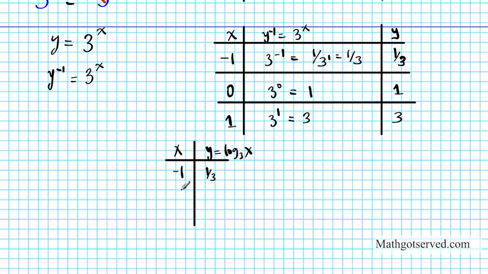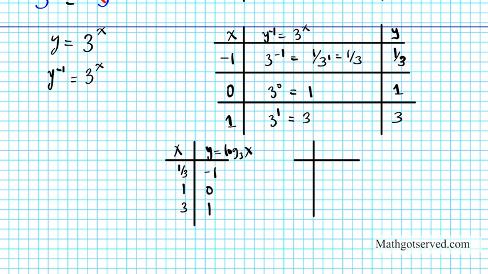I'm sorry, I got it reversed. So for the original one, when we plugged in 1/3, we had -1. When we plugged in 1, we had 0. And when we plugged in 3, we had 1. Now for the inverse table, let's put it condensed and see how they compare.